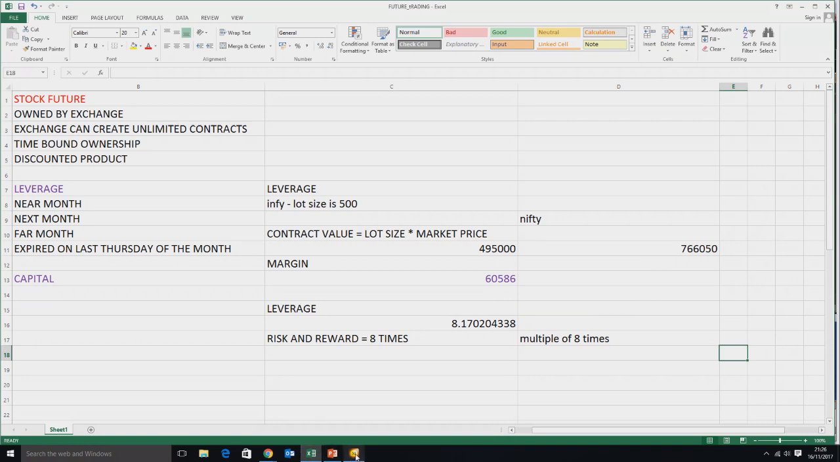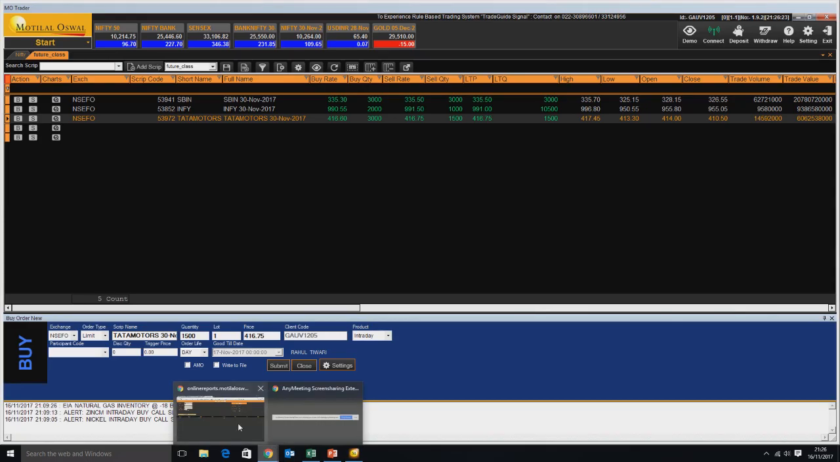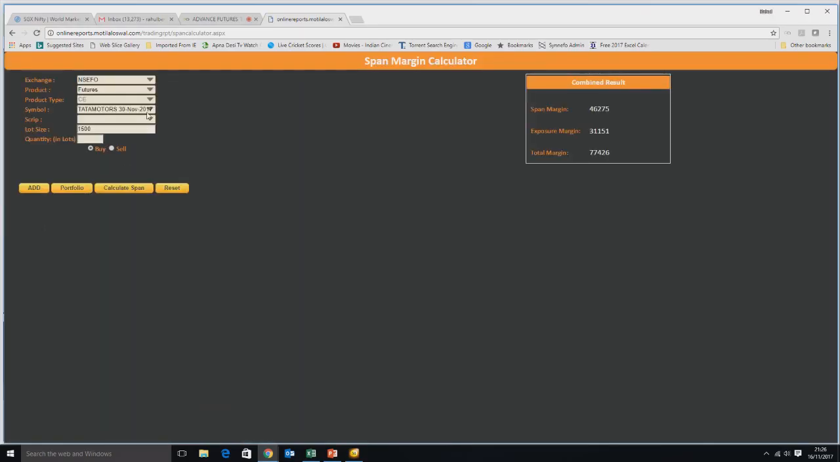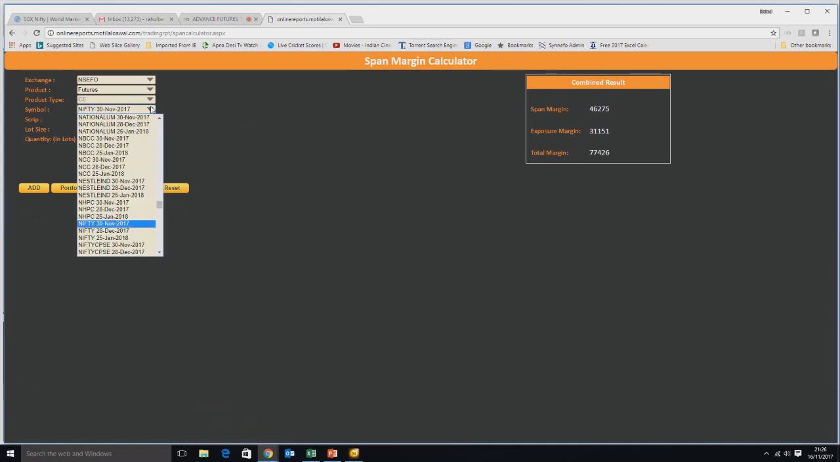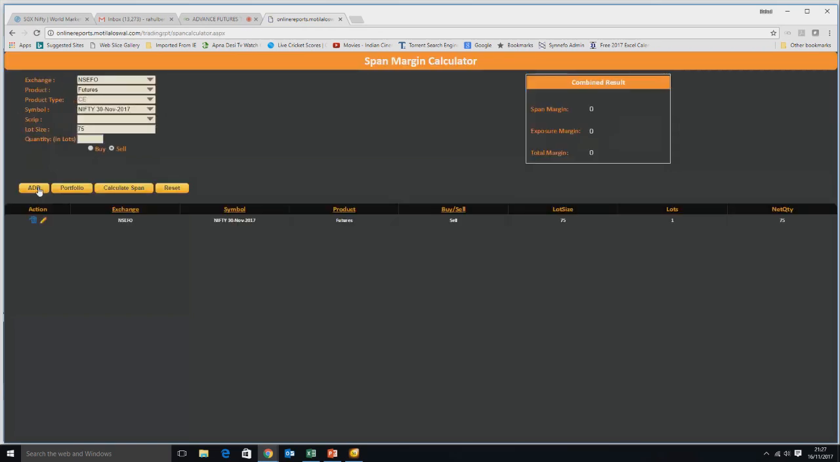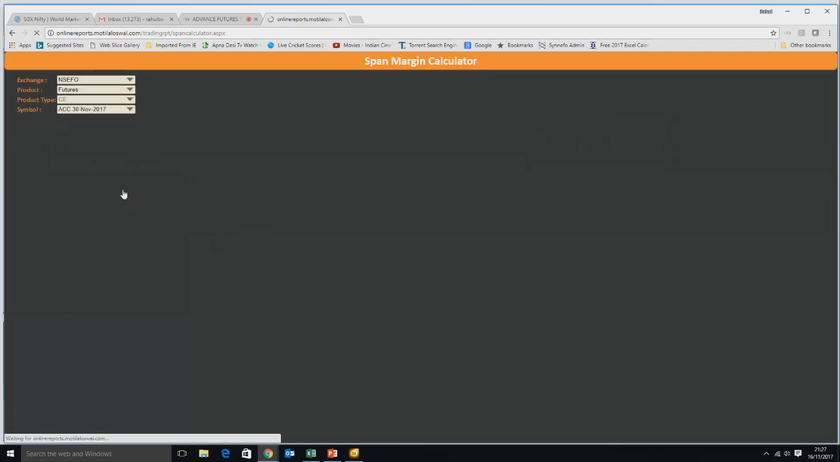So here I go again on my span calculator. I remove my previous entry, and then I select Nifty current month contract, which is 30th of November. Here you see by default the lot size is 75. Here I put, say I want to sell one Nifty and add, and I calculate the span.